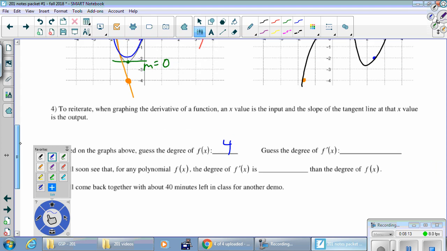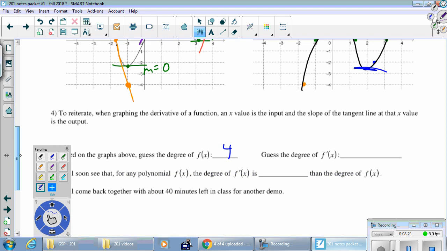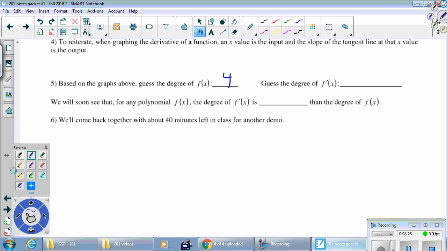And now same game for f prime. F prime has how many turning points? I see 1 here and 2 here. 2 turning points maybe came from a cubic, right? I mean, it sort of looks like a cubic. So the graph of the derivative, the degree of the derivative is maybe 3.